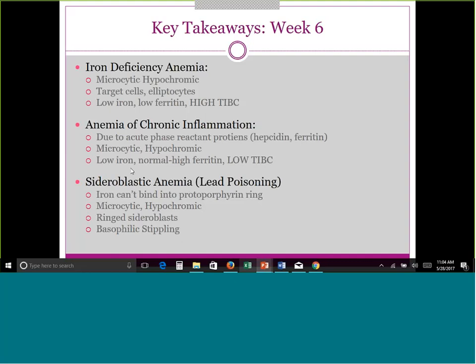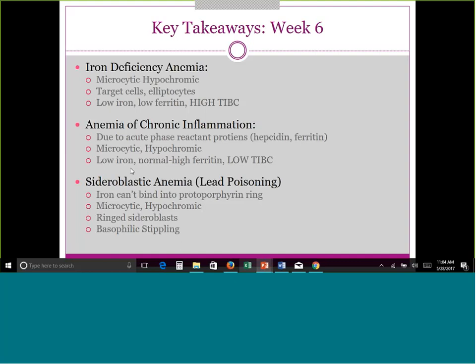So with iron deficiency, probably the most common anemia that there is, it's due to obviously a lack of iron, and it can be for many different things. It could be there's women that need more iron as they're pregnant, growing children. If you have a chronic blood loss, you're going to lose iron, things like that.